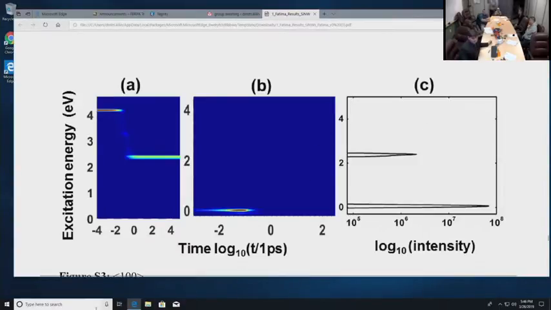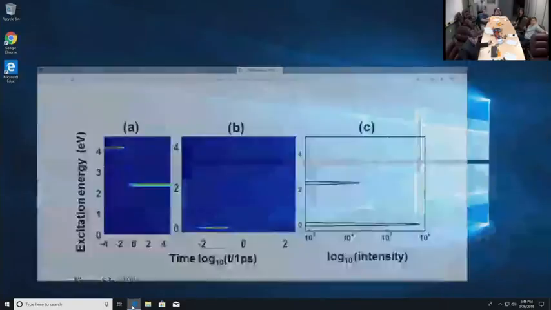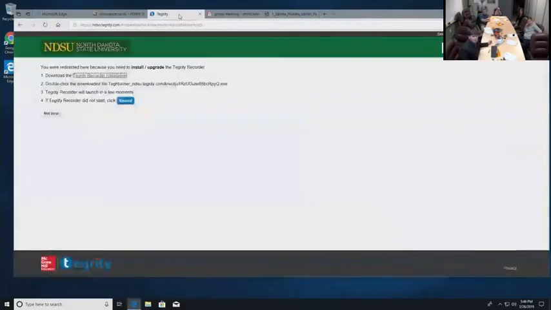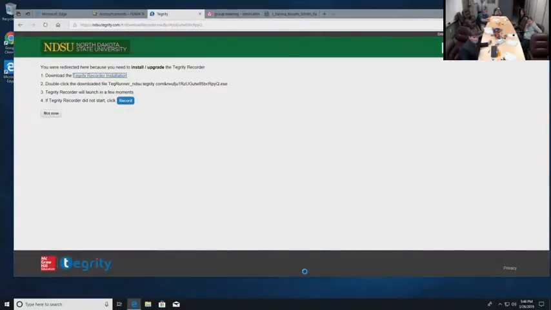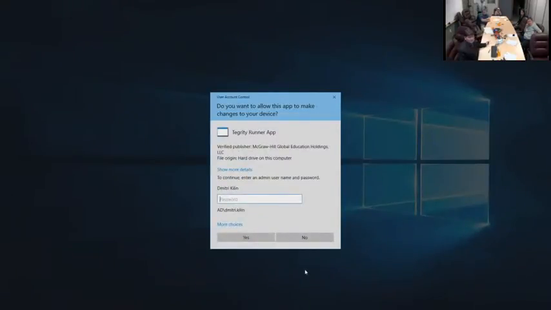Let me show. So, Tegrity recorder. Run. If I type here my NDSU password, it doesn't help. Can you troubleshoot it? Let me see. I don't have any more rights to this than you do, but let me see if Daniel's around. Okay. Thanks much.